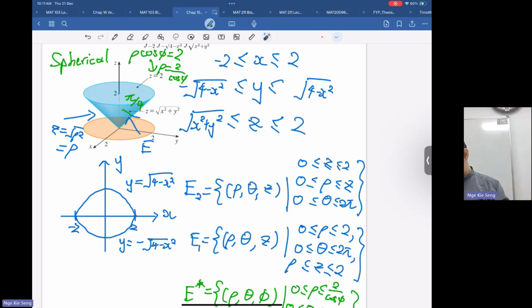But if you want to extend in height, you cannot touch lower than the cone. You cannot go lower than the cone. I don't want anything below the cone. Make sense or not?